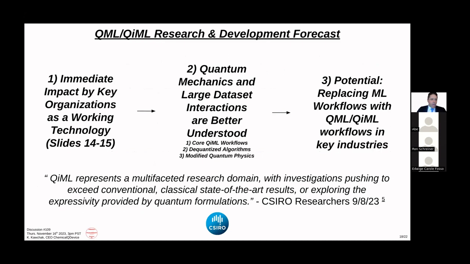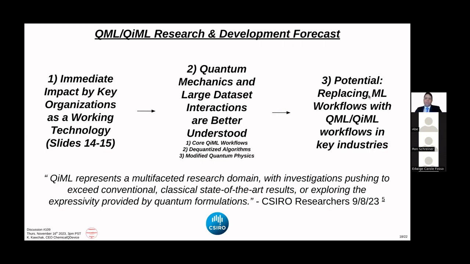Okay, so here's what's coming up. Number 1, immediate impact by key organizations as a working technology. That's in the earlier slides. Number 2, quantum mechanics and large data set interactions need to be better understood. So this is the core QiML workflows, dequantized algorithms, or even modifying quantum physics. These are things that I think IBM's Qiskit Dynamics can do.